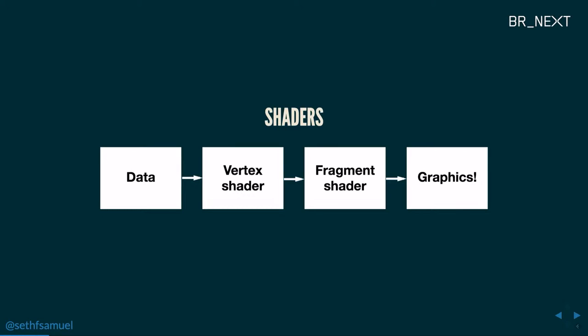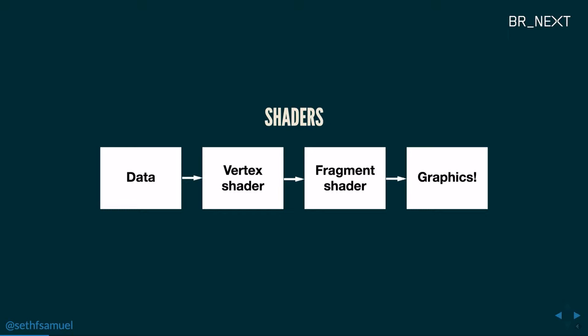What this means is you can run GPU code, which is really, really fast. This is the closest you can get to the metal in the browser until WebAssembly becomes a thing someday. So the general shape of a WebGL program is this. You put in data. It passes through a vertex shader. Then it passes through a fragment shader, and then you get graphics.